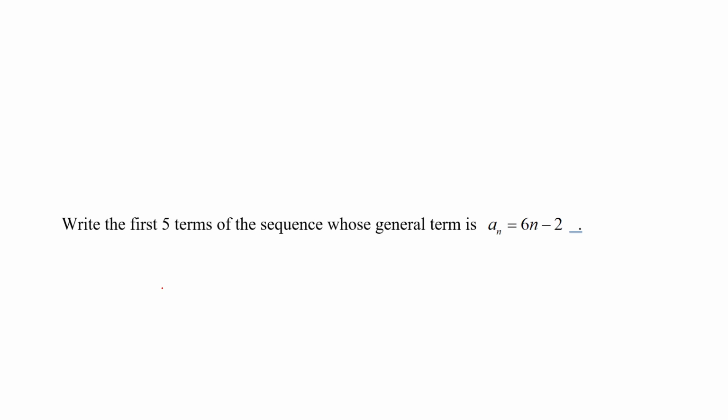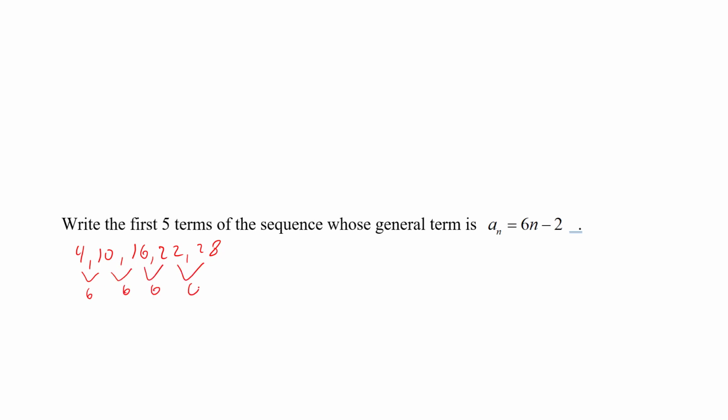In this problem, we have 6n minus 2. Without the minus 2, we would be looking at the multiples of 6, but now they have a minus 2. So 6 times 1 is 6, minus 2 is 4. 6 times 2 is 12, minus 2 is 10. 6 times 3 is 18, minus 2 is 16. 6 times 4 is 24, minus 2 is 22. 6 times 5 is 30, minus 2 is 28. So although we do not have the multiples of 6, because we subtracted 2 from each of them, we have 2 less than the multiples of 6, but we are still going up by 6.